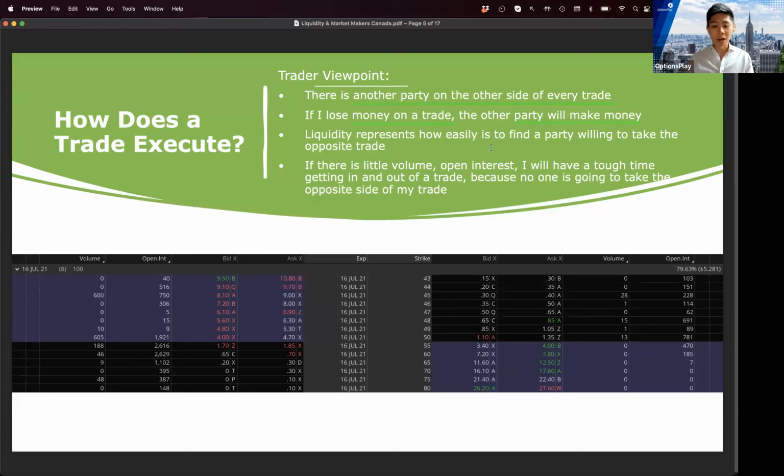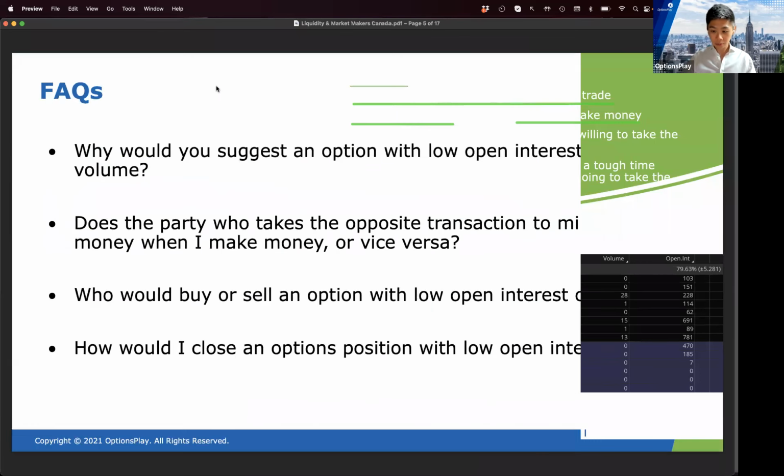And liquidity represents how easy it is to find another party willing to take the other side of the trade. A lot of comments that I get from investors are saying, this particular stock or ETF doesn't have a lot of open interest, and I'm concerned that I'll get into the trade and won't be able to get out. So if any of this resonates with you, please type 1 into the chat window. Or if you say there's very little open interest or volume, and I'm going to have a tough time getting in and out of the trade because no one's going to take the other side of my trade, type 1 into the chat window.